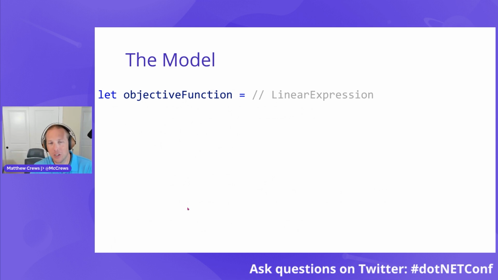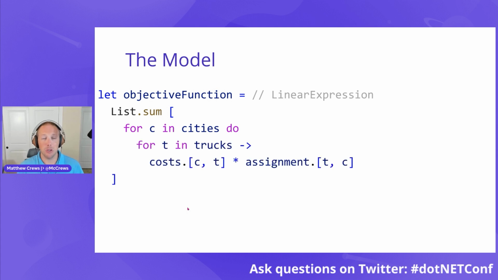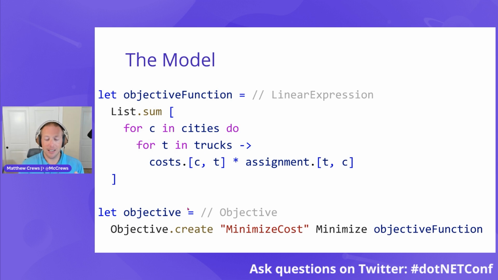Now, we create our objective function. This is the expression that tells the solver, this is how I measure success. In this case, I'm going to, again, sum a list comprehension for each city and for each truck. I'm going to multiply the cost of using that connection by whether I actually am using it or not. The objective then takes that expression and says, hey, I want to minimize this function.